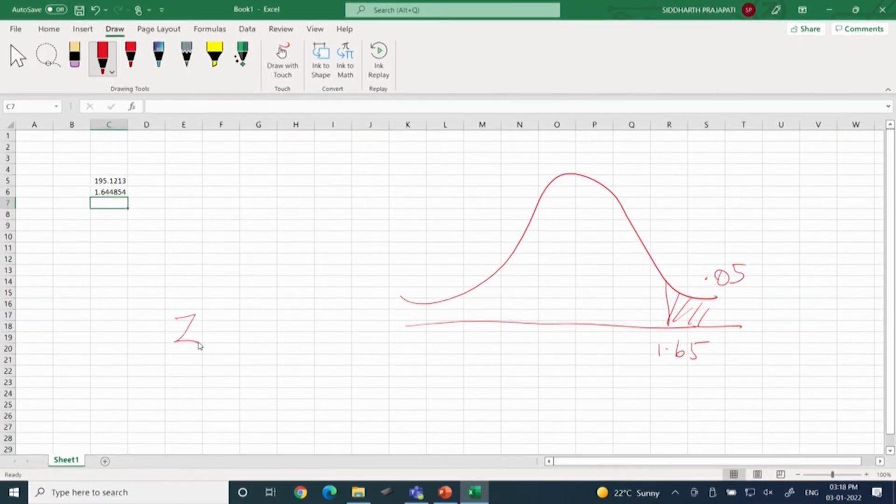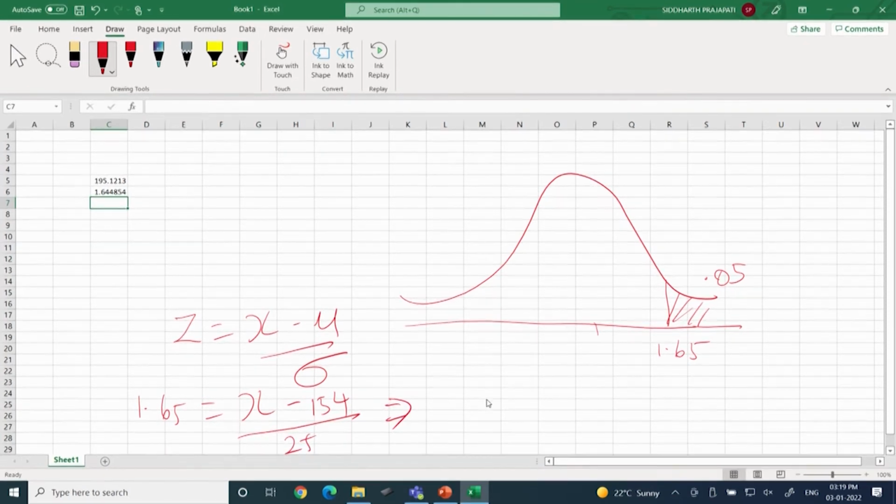We know this formula: z equal to (x minus mu) by sigma. Since the value of z is positive, it is on the right hand side. So, z is 1.65, x we do not know, mu is 154, sigma is 25. From this expression we can find the value of x. So, the value of x will be 195. So, both ways we can find the reorder point.